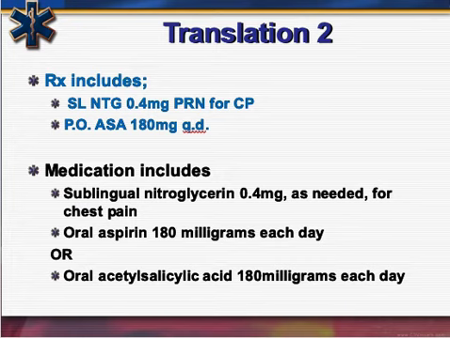So the next one, the translation for this is that the medication includes sublingual nitroglycerin, 0.4, and actually I should have written out milligrams there, right, for you, as needed for chest pain. Oral aspirin, 180 milligrams each day. Or you may recall that we have 2 different names for aspirin, right? So you may have chosen to write oral acetylsalicylic acid, 180 milligrams each day. And so both of those, of course, would be correct.